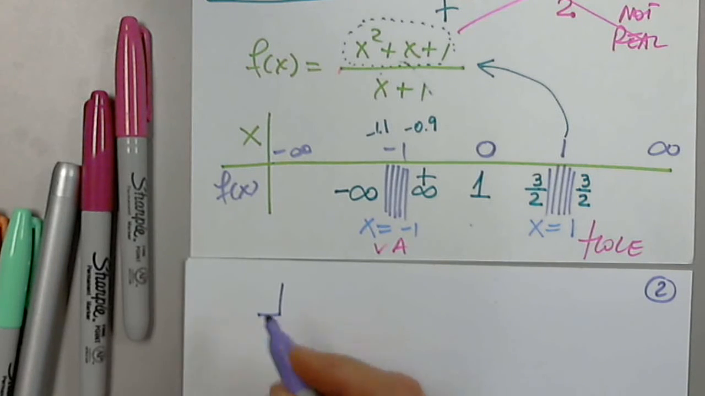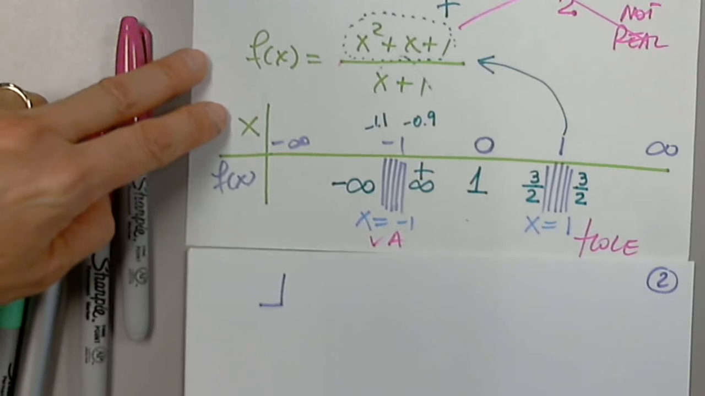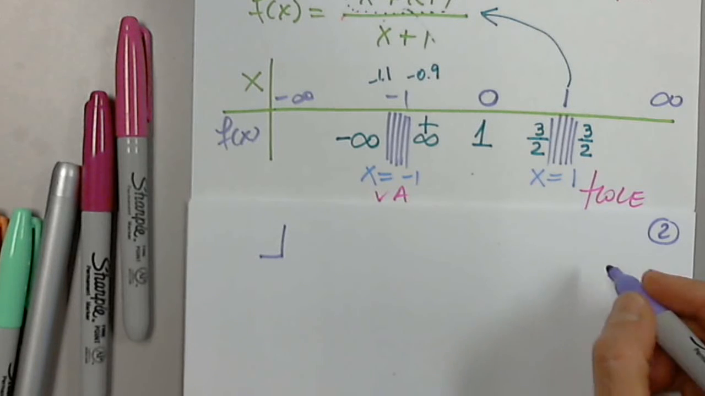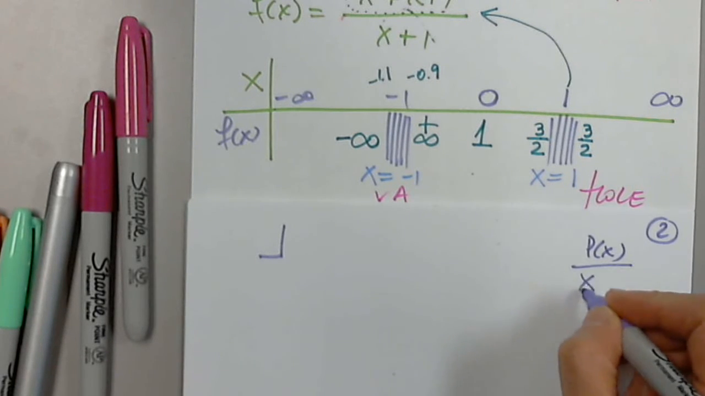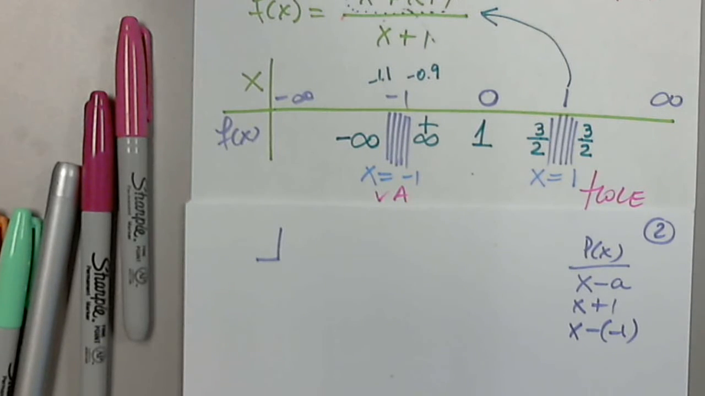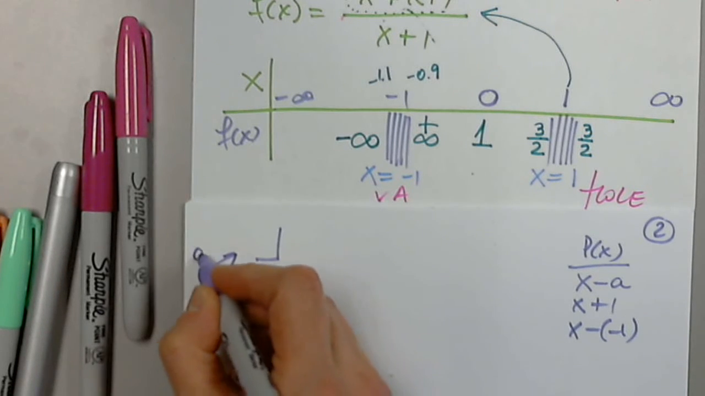Very good. What goes in the box? Careful. Negative 1. Right. So the denominator of synthetic division is this. If I have x plus 1, it means this, which means a must be negative 1. So in the box, I have to write a.